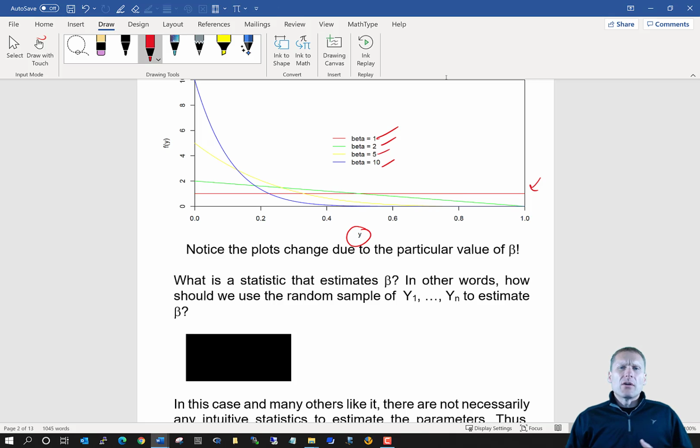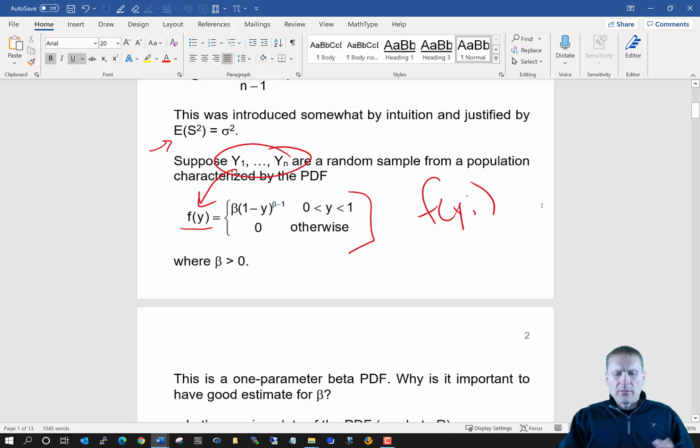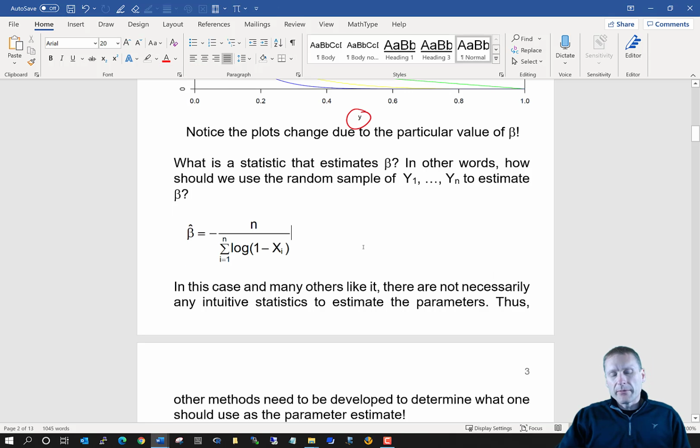So what statistic from taking a sample should we use to estimate this beta? Just from looking at these plots, just from looking at the PDF itself, it's not really clear how I can use information from my sample to estimate this beta, in terms of what will be a nice expression for what beta should be. In fact, what one could do is derivations, which we will talk about shortly, or a method to do the derivation shortly.